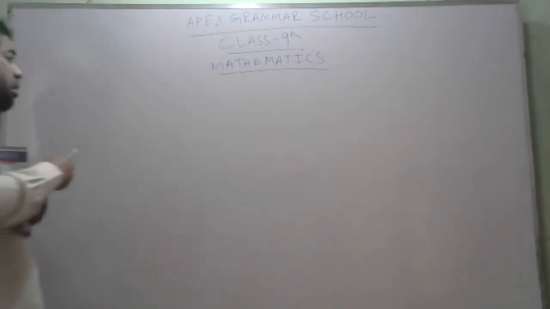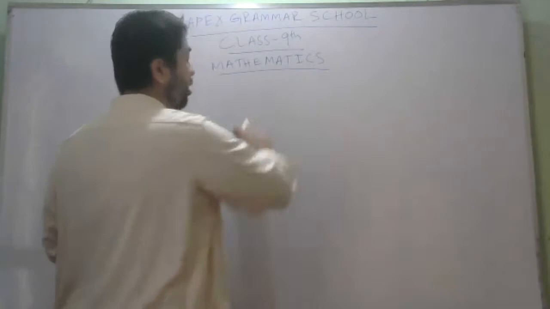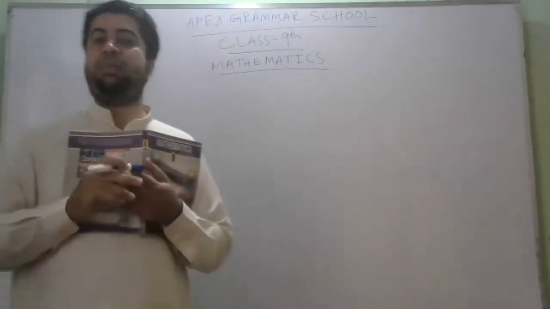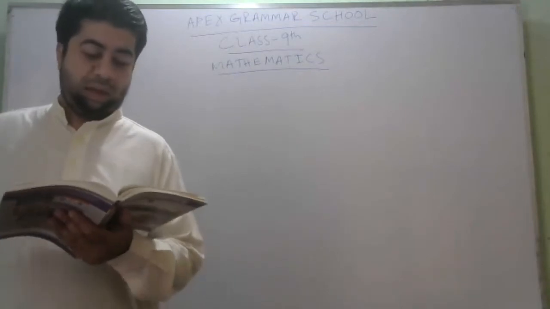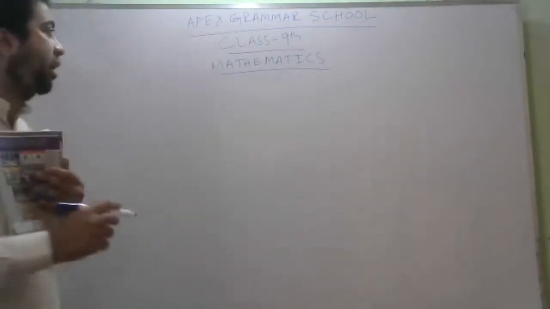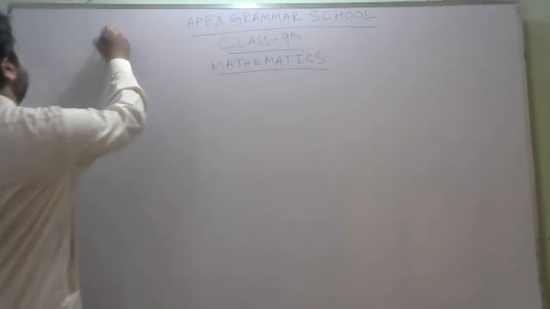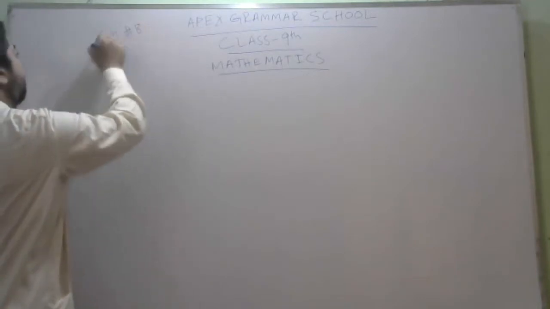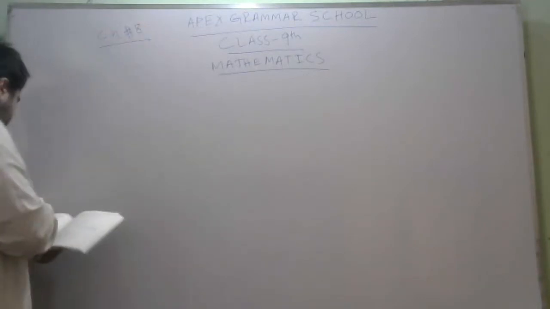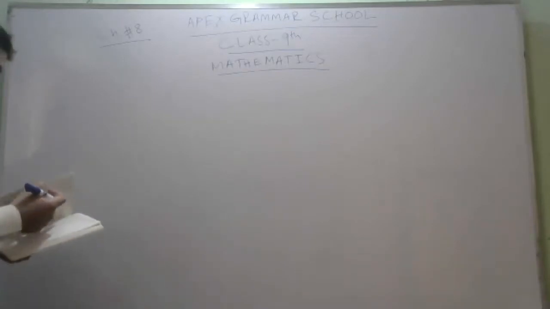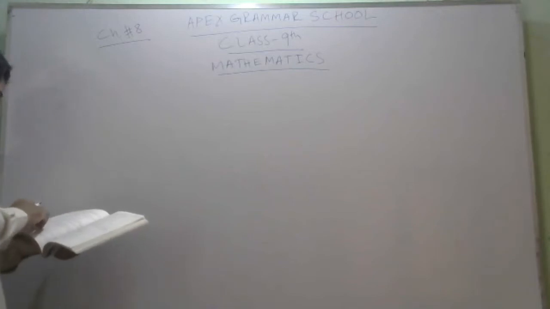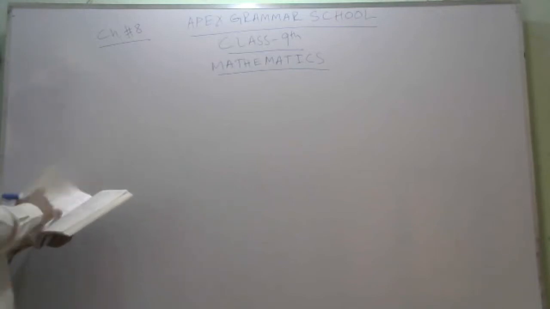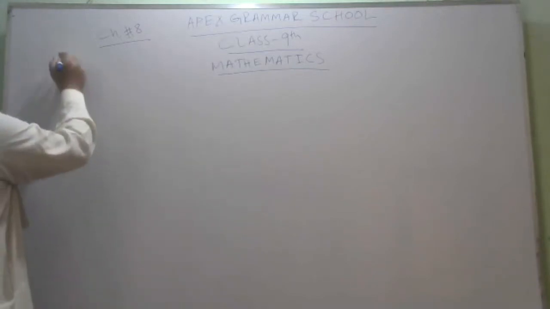We have already done up to chapter number 7, equations and linear inequations, and now chapter number 8. What are linear graphs?